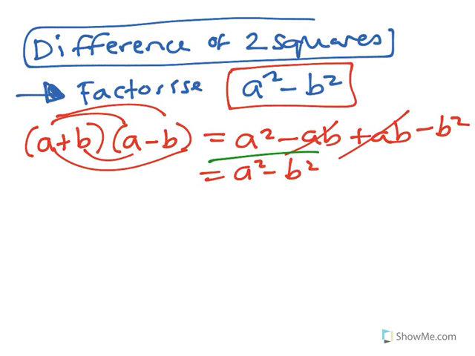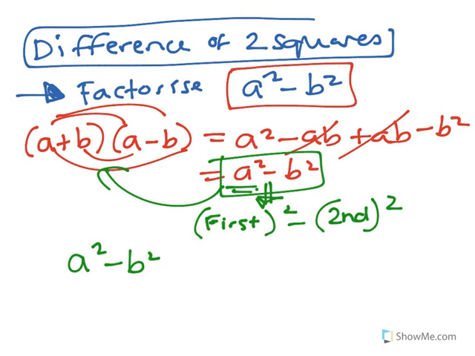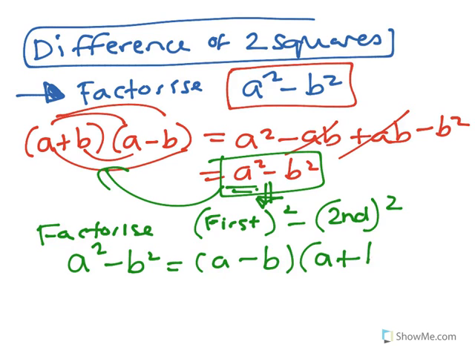So therefore I can use this when I'm going backwards. If something is actually in that form of the first one squared minus the second one squared, then I can put that back into brackets, because it'll just be like a squared minus b squared. When I factorise that, it will just be the square root of a, which is a, minus the square root of b, which is b, and the square root of a, which is a, plus the square root of b, which is b. Notice my sign is different. It goes from plus to minus.